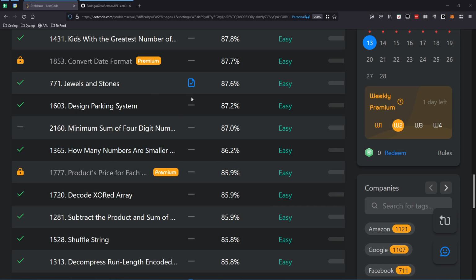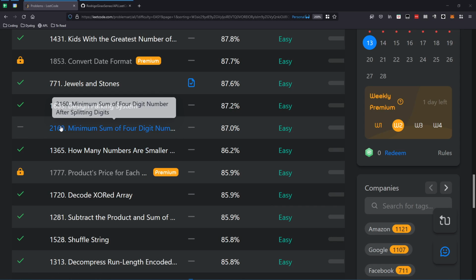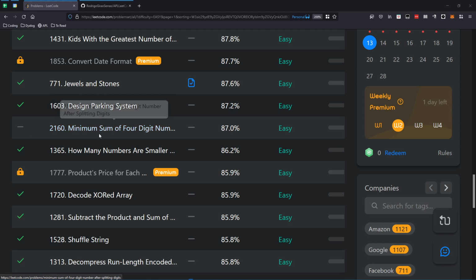Hey there, so let's solve problem 2060 from LeetCode in APL. This is minimum sum of 4-digit number after splitting digits.